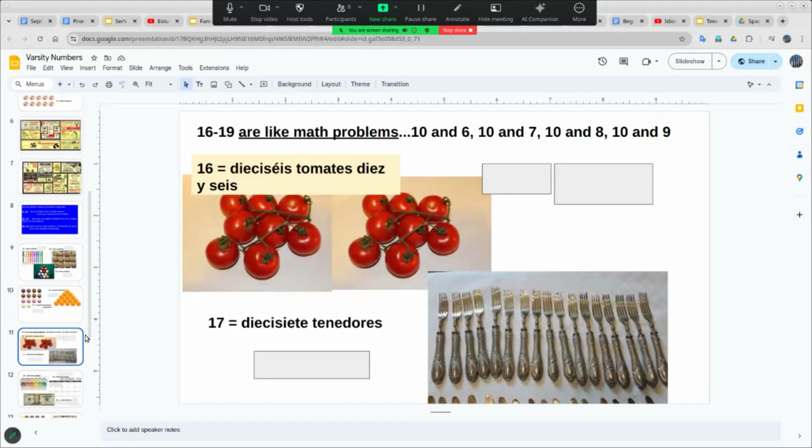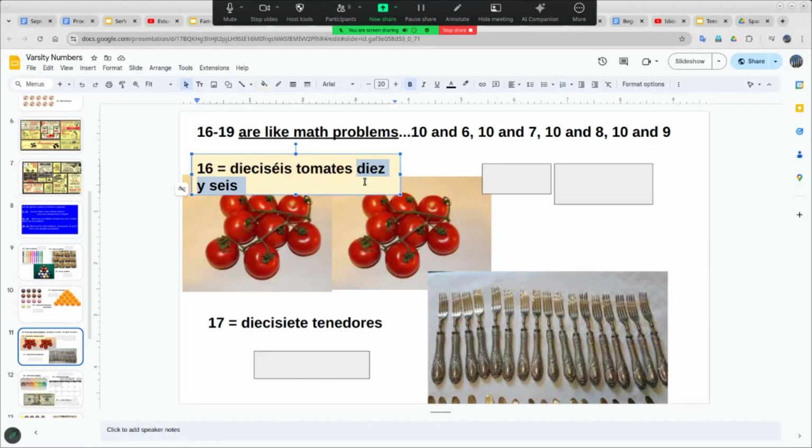We get 10 and 6, literally 10 and 6. The word for and is Y. So we get diez y seis. And you notice it gets smashed instead of diez, it gets smashed into a shorter form when we combine these. Diez y seis. 16.